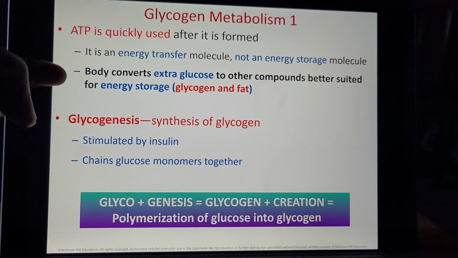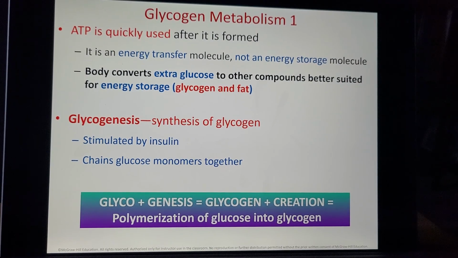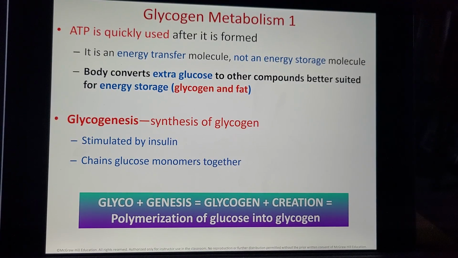So any excess glucose that we have, we store it as either glycogen or fat, and that's how we store energy in the body. ATP isn't used to store energy, it's just to transfer energy. So in order to take our glucose to store it as glycogen, that process is called glycogenesis. So this is stimulated by insulin, so insulin telling your cells to soak up the glucose from our plasma or from the bloodstream, so that's going to reduce your blood sugar levels.